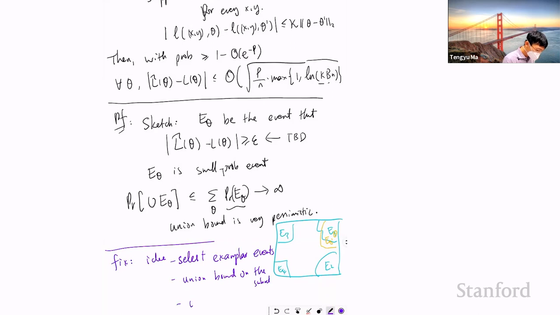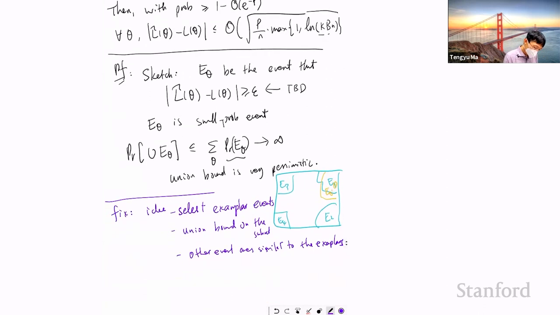And then you say that other events are similar to this subset, to the exemplars. So then you cover all the events. So that's the rough idea. So let's see how we exactly do this.